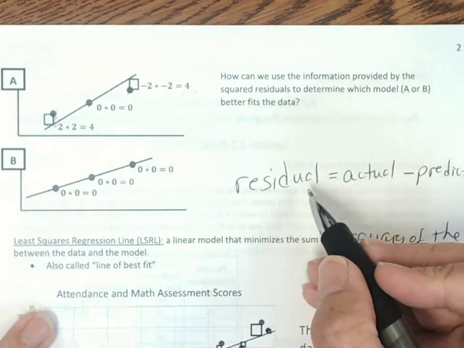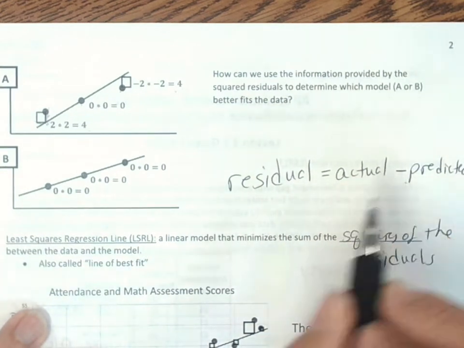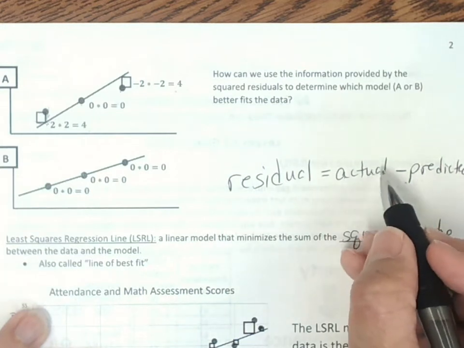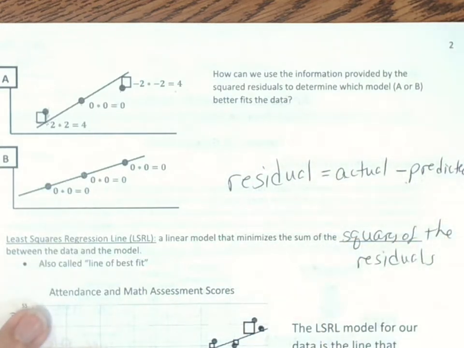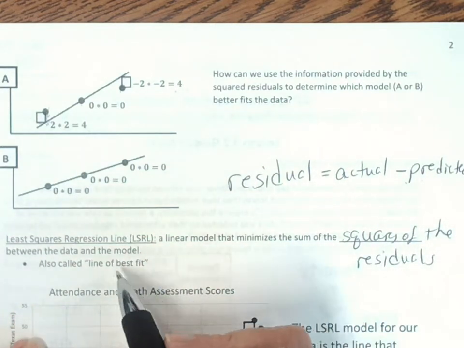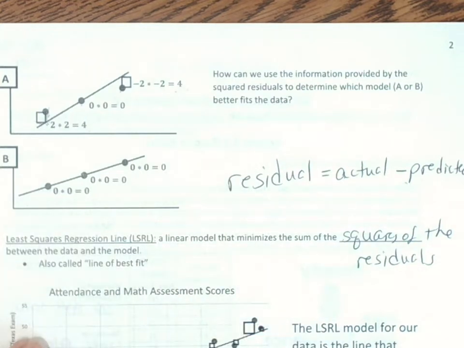And the way I like to think of this is residual is AP, advanced placement. So actual minus predicted. Some people say observed value minus predicted. I just like to think of it as AP because that's easier to remember. Another name you may have heard for this is the line of best fit. In algebra, that's more likely what we would have used.